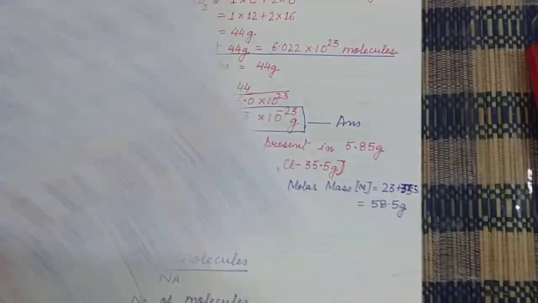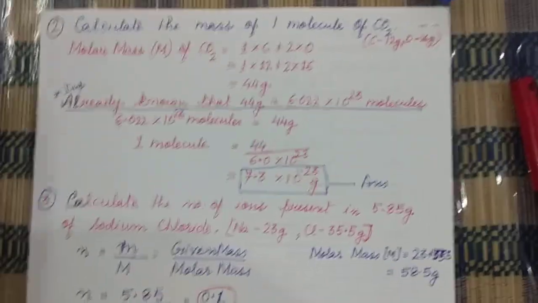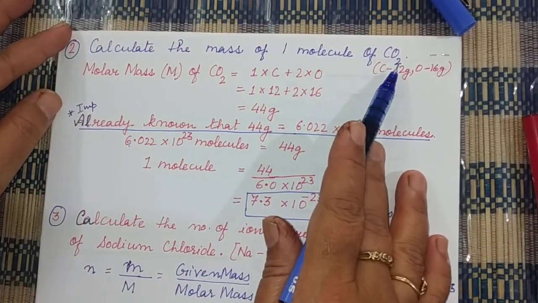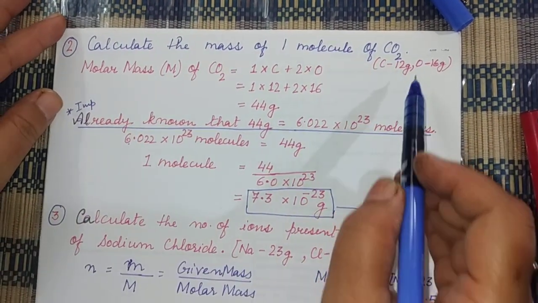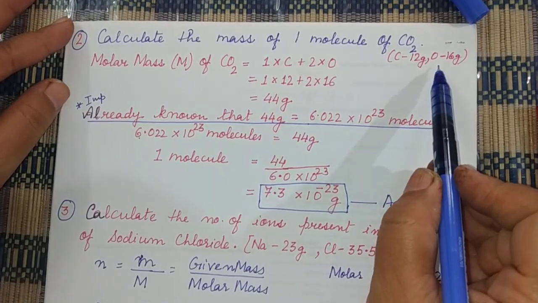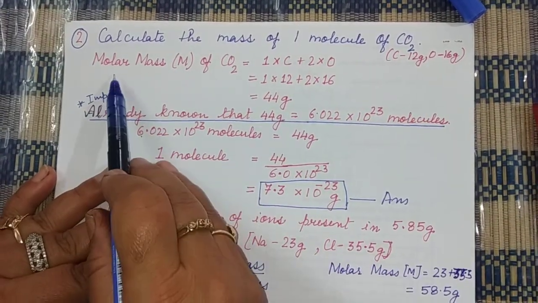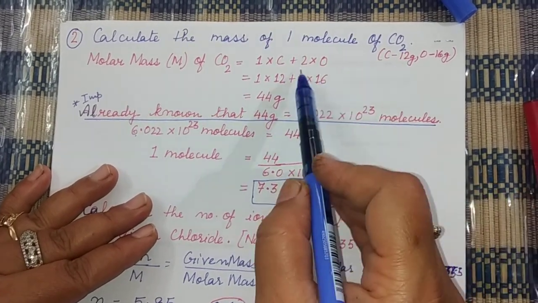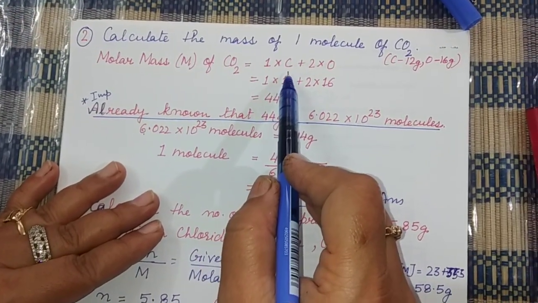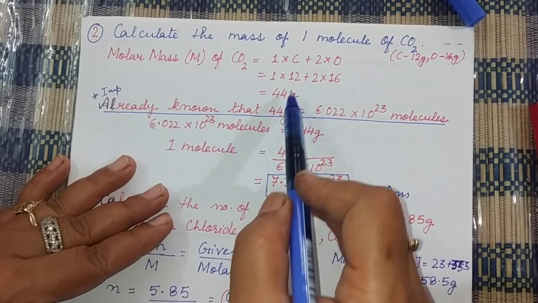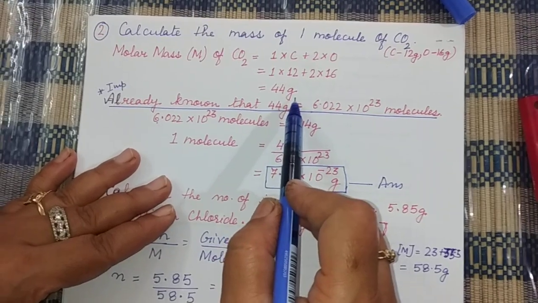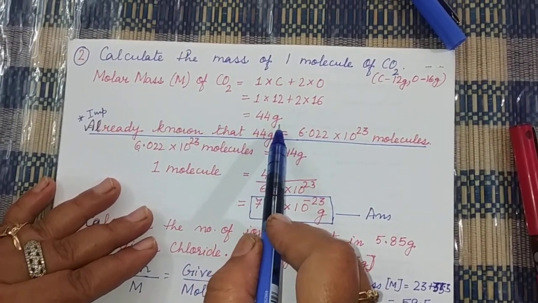Now moving on to some more questions. Let us see. Calculate the mass of one molecule of carbon dioxide. So how do we calculate the mass of one molecule of carbon dioxide when the atomic mass of carbon and the atomic mass of oxygen is given in the question? First we'll calculate the molar mass of carbon dioxide. Molar mass of carbon dioxide is 1 into C plus 2 into O, and it comes out to be 44 grams. We should not write 44 u. If you write 44 u, it becomes wrong over here. So it has to be 44 grams.